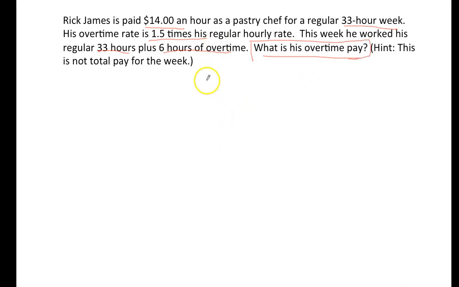All right, so first we need to find out what his overtime rate is. So we take the regular rate that he's paid for regular hours times, he gets paid time and a half, or 1.5. So his regular rate, we see here, was $14 an hour times 1.5. And we get $21 an hour. Okay, so this is his overtime rate.